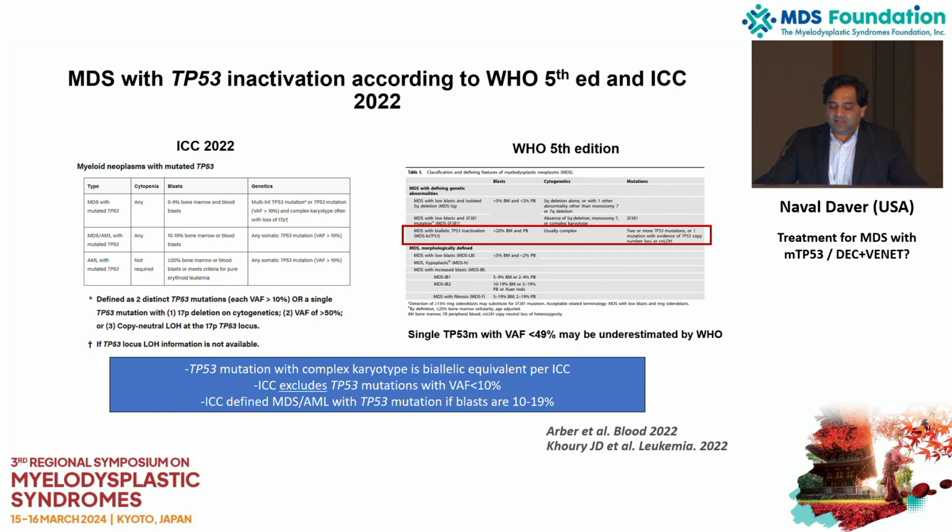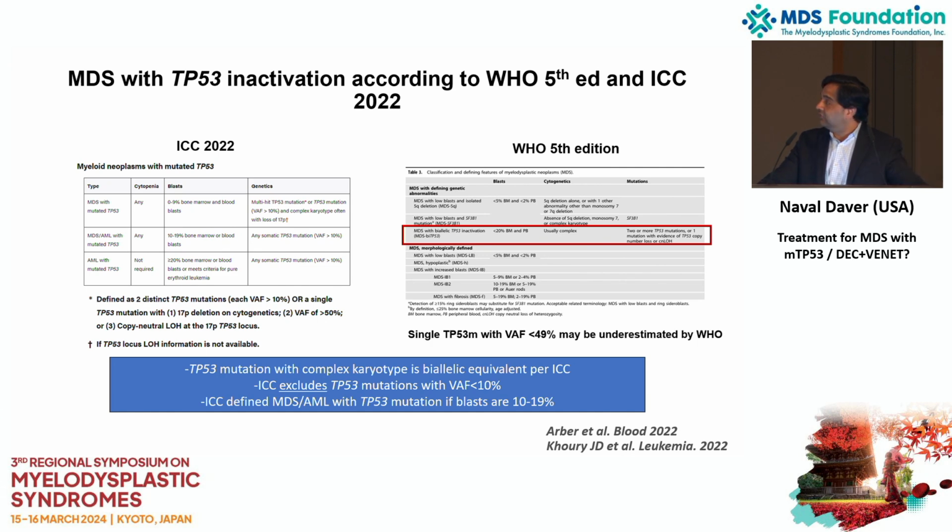So just a couple of slides on the WHO and ICC, especially as they pertain to TP53. As I mentioned, Dr. Zaidan will go over the more general differences and similarities. Actually, there are many similarities between them. But when it comes to TP53, the ICC basically defined patients who have any mutation greater than 10% as being considered a TP53 mutated myeloid neoplasm. They do not go into the terminology of AML-MDS. They just call it a high-risk myeloid neoplasm, which I think is really the best way to approach this, because the treatments, if they work, will probably work across the board.